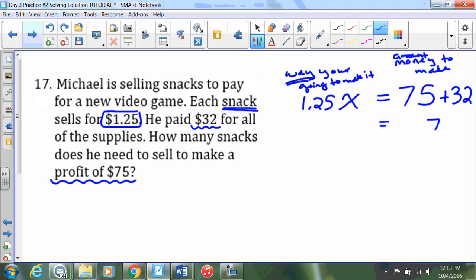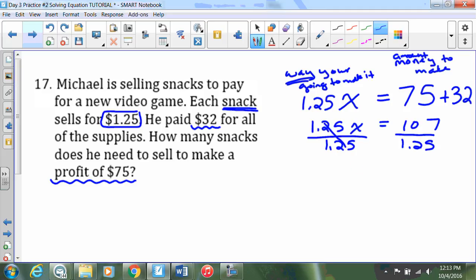Let's see, that's going to be a 7. He's got to make, when he's selling these snacks, $107 in order to make a profit of $75. So the only step that we have left is we have $1.25 times x. So to solve for x, we have to do the opposite.